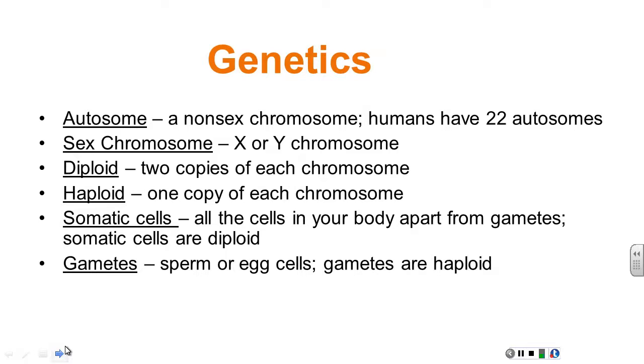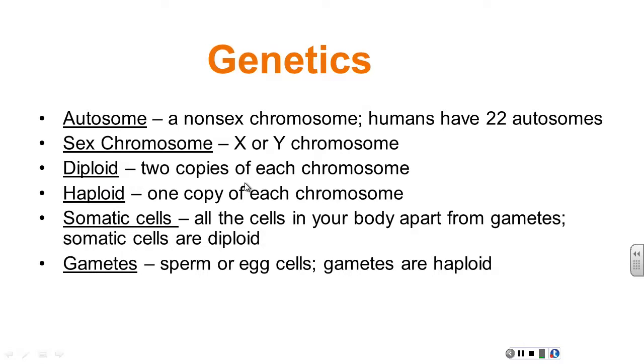Autosomes are the non-sex chromosomes. So your sex chromosomes are your X and your Y chromosome. Everything else is an autosome. And there are 22 autosomes in humans, and they're numbered 1 through 22. And you have 2 copies of each of those autosomes.